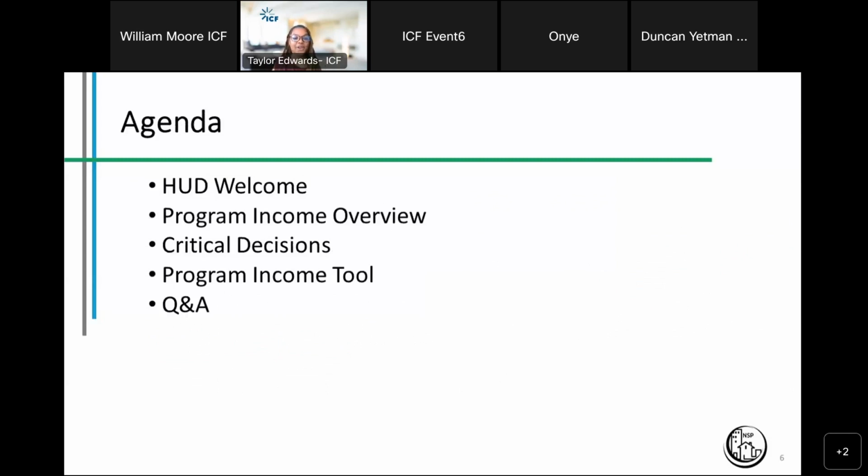For the agenda today, we'll receive the HUD welcome. Then we'll hop on over to program income overview. We'll then talk about critical decisions as it pertains to program income. We'll have our program income tool, which we'll cover, and then we'll move into a Q&A section.